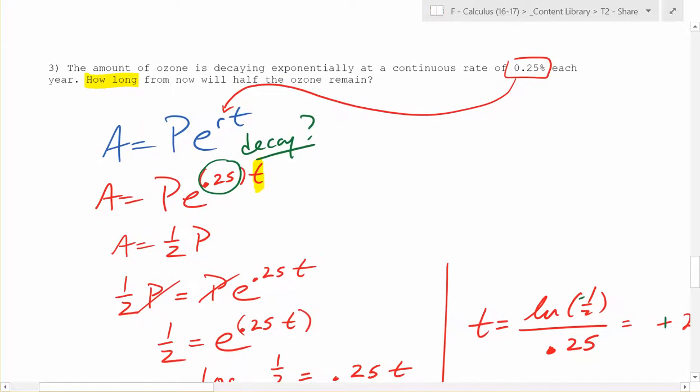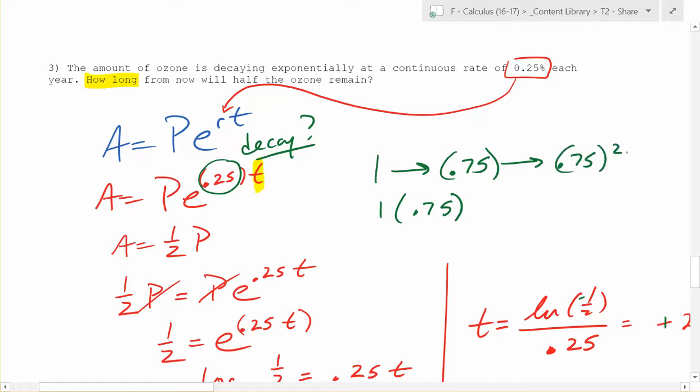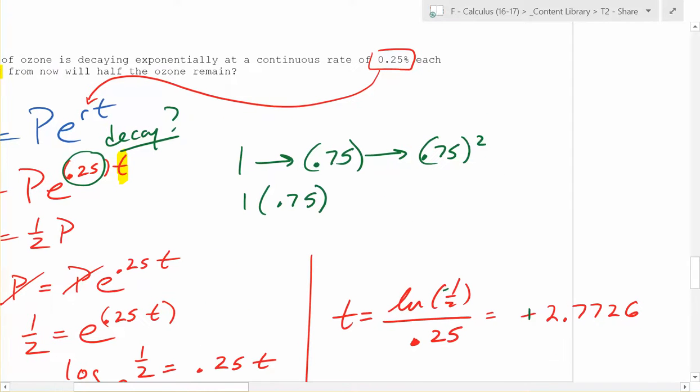The amount of ozone is decaying at an exponential continuous rate of 0.25 each year. Let's see if that makes logical sense. If you started with 1 and it decayed by 25%, how much do you have left? 0.75 is left. You multiplied 1 times 0.75. How much is left the next time? That's going to be 0.75 squared. What's 0.75 squared? 0.5625. So that's how much is left.